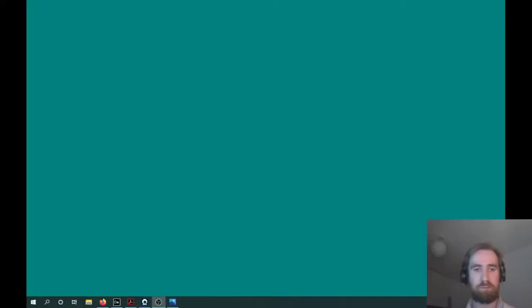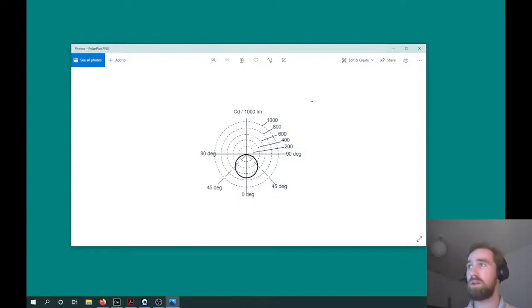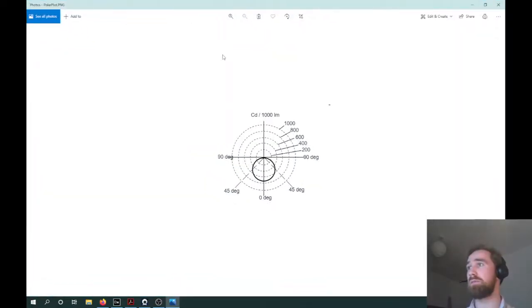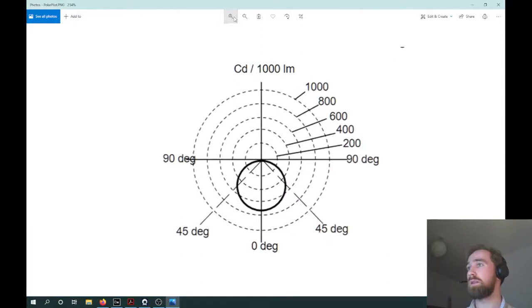So let's see the screen. I'm putting up an example of a polar diagram on the screen right now. So this is a polar diagram for a given lamp. And how we read this is, this pattern we can see on our polar diagram is a characteristic curve for a given light. And we use this characteristic curve to work out the size of the luminous intensity for a given lamp based on the position underneath.